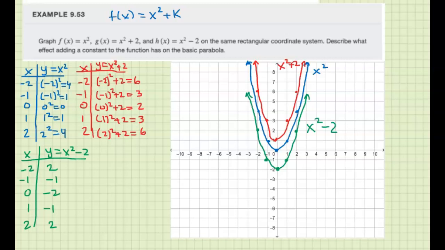So if you have x squared plus a number, this is going to shift the graph up that many units. If you have x squared minus a number, then it's going to shift it down that many units. Okay? But the basic shape is preserved.